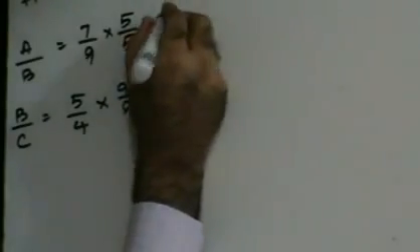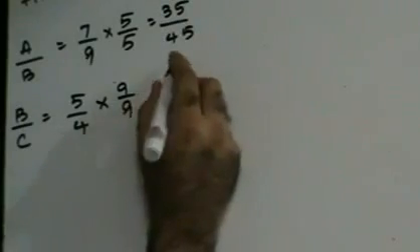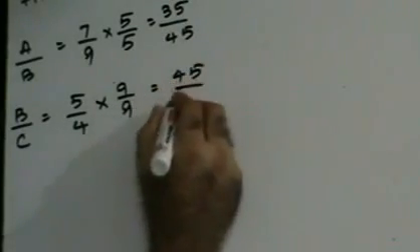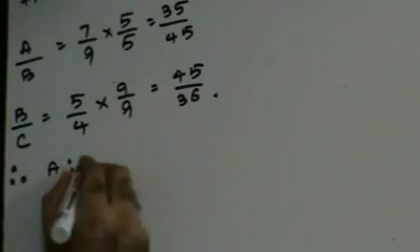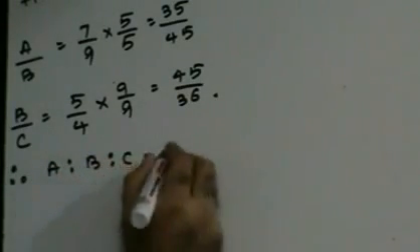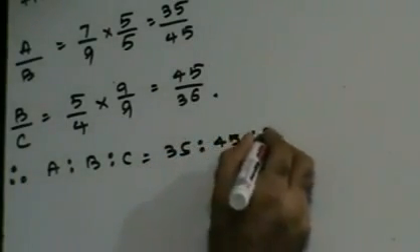So this is 7 5s are 35, 9 5s are 45, 9 5s are 45, 9 4s are 36. Therefore, I will say that A is to B is to C is 35 is to 45 is to 36. Right? So the ratio is going to be 35 is to 45 is to 36.